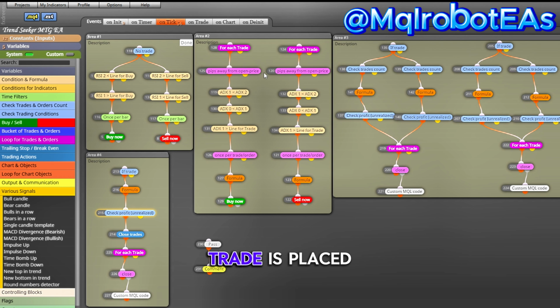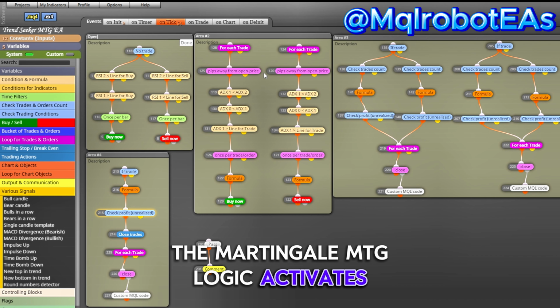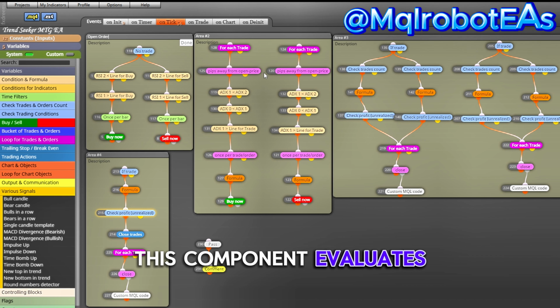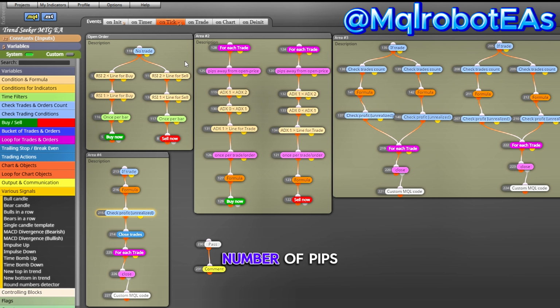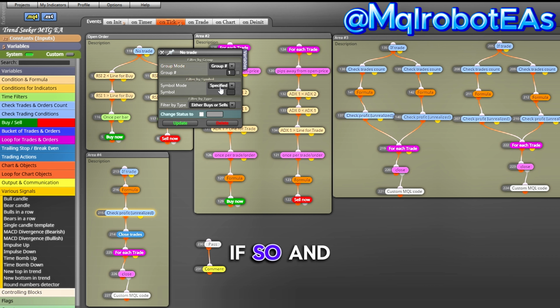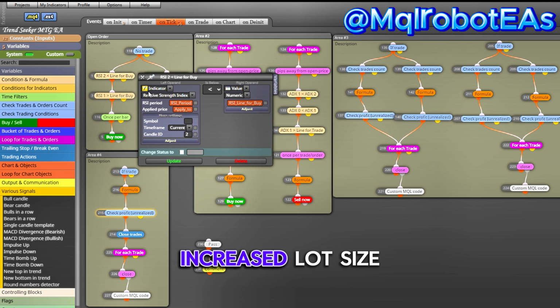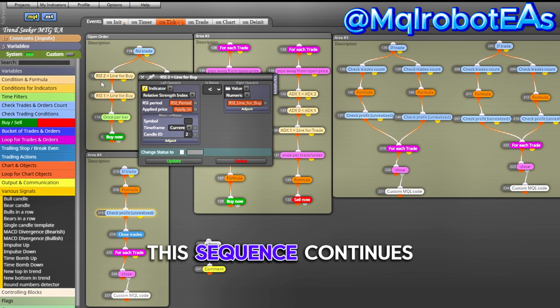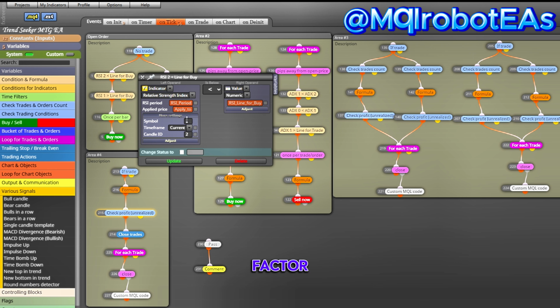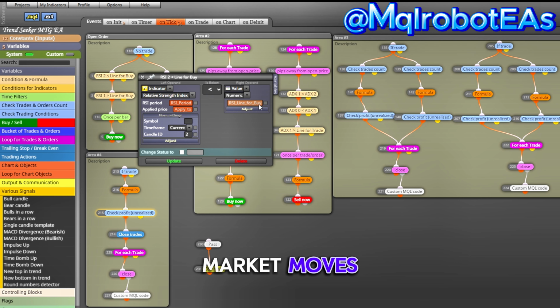Martingale trade logic. Once the initial trade is placed, the Martingale MTG logic activates. This component evaluates whether price has moved a set number of pips against the trade's direction. If so, and certain trend conditions still apply, the EA opens a second position with an increased lot size. This sequence continues with a multiplier factor to attempt profit recovery under adverse market moves.